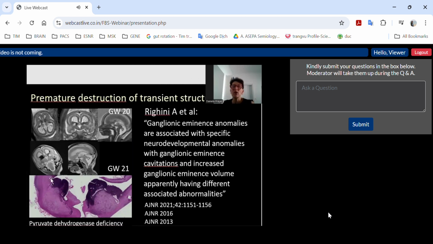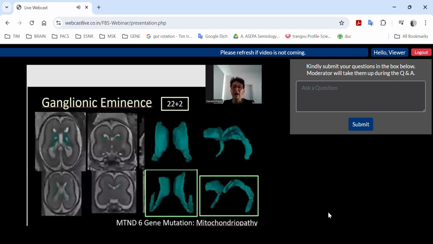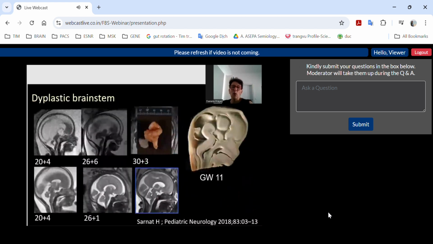And here we see an example of cavitation in a case of a metabolic disease, in this case pyruvate dehydrogenase deficiency. And another example would be this. We perform 3D volumetry of the ganglionic eminences and have normal values. And you can see in the lower row, these ganglionic eminences are too small because this is a gene mutation associated with mitochondriopathy.